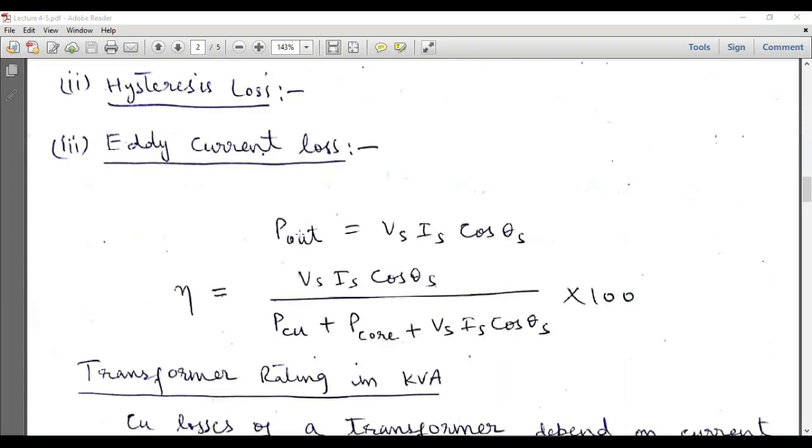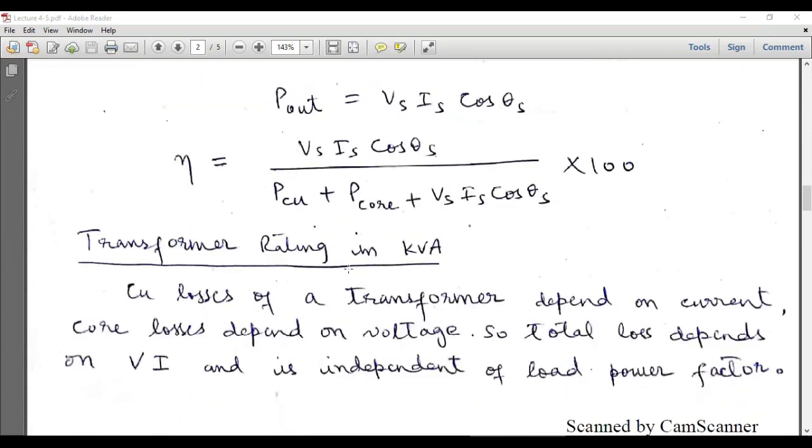So in transformers, the output power can be calculated by this expression, and this is the expression for the active power, and efficiency can be calculated by dividing this output power with the sum of output powers and the core and copper losses. So transformer rating is always done in kVAs instead of kilowatts, because copper losses of a transformer depend on current and core losses depend on voltage. So total loss depends on the product of voltage and current, and this is independent of the load power factor.